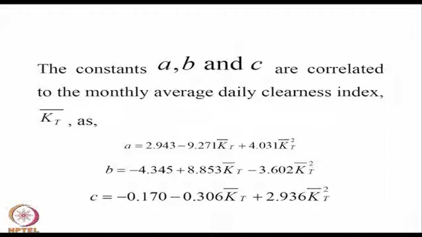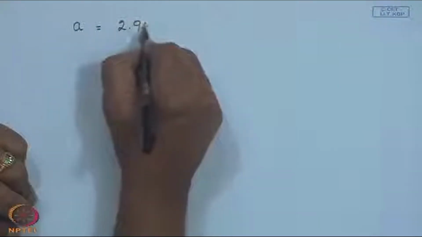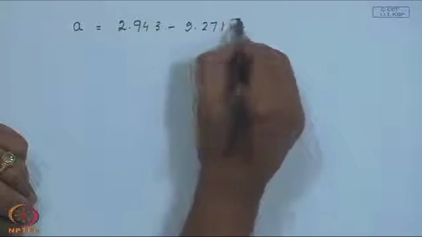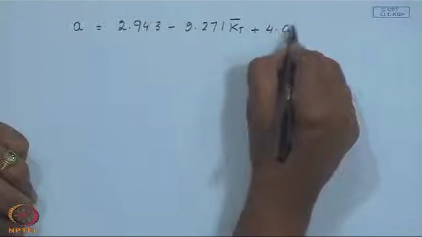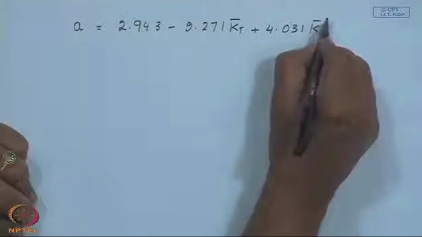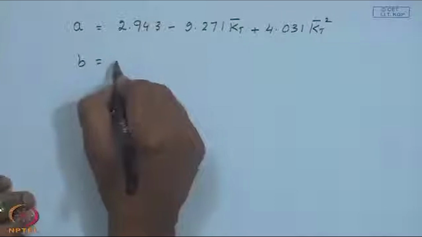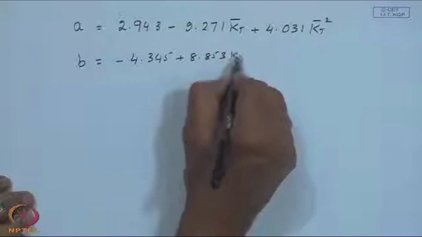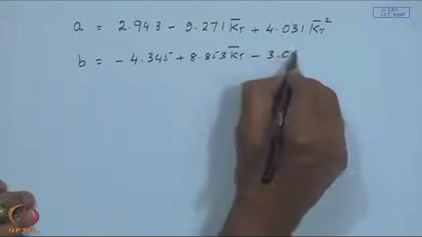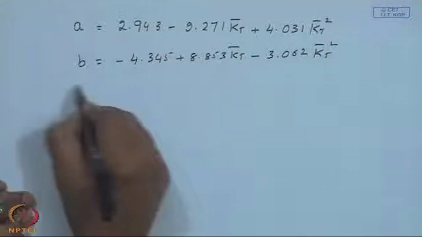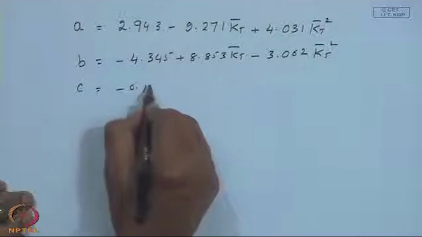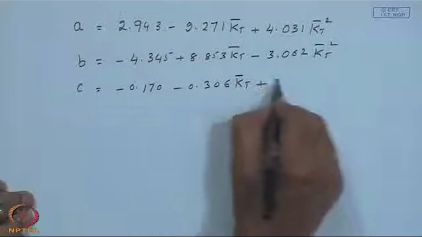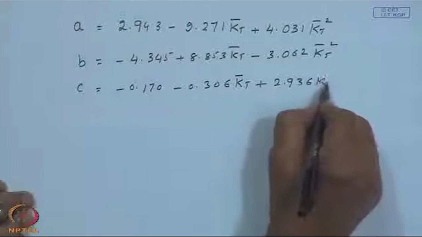And the constant A is 2.943 minus 9.271 KT bar plus 4.031 KT bar square, and B is minus 4.345 plus 8.853 KT bar minus 3.062 KT bar square, and C is minus 0.170 minus 0.306 KT bar plus 2.936 KT bar square.